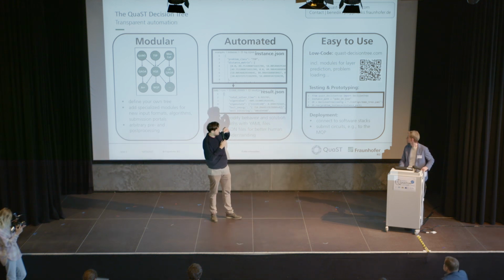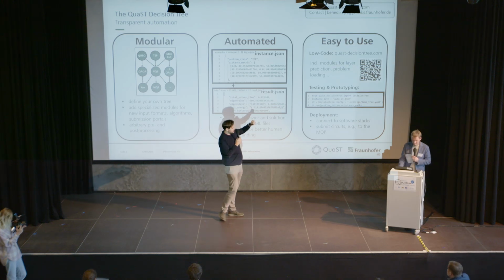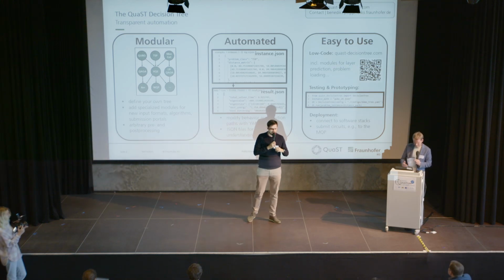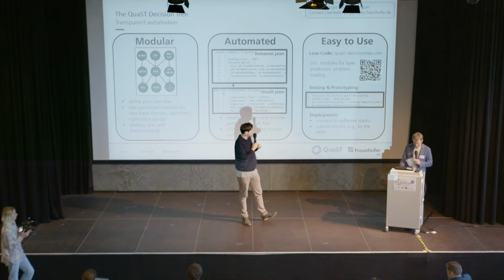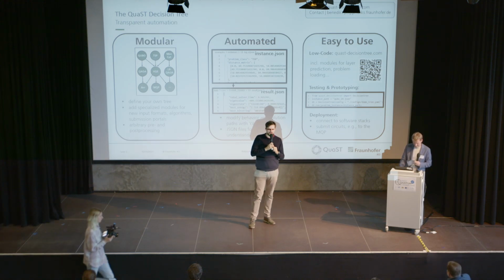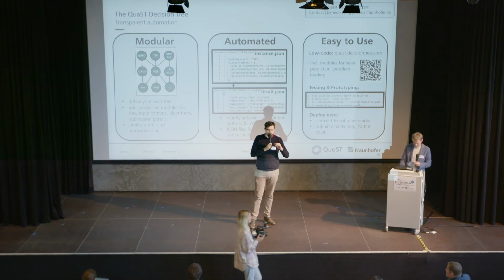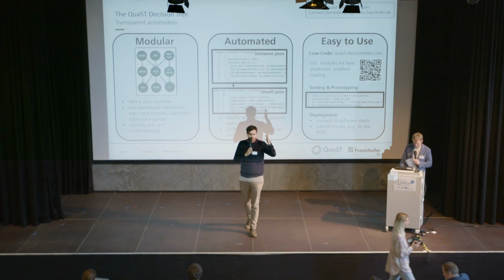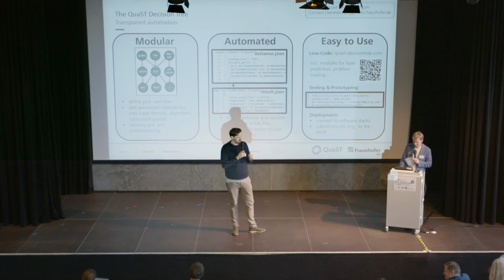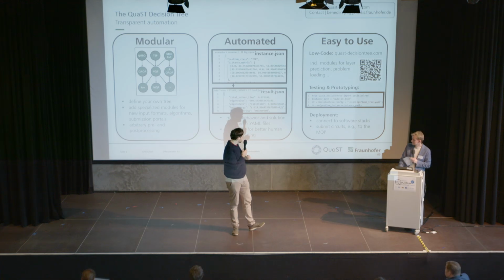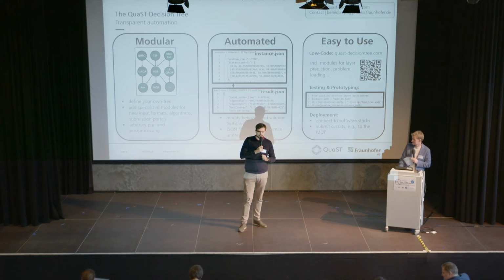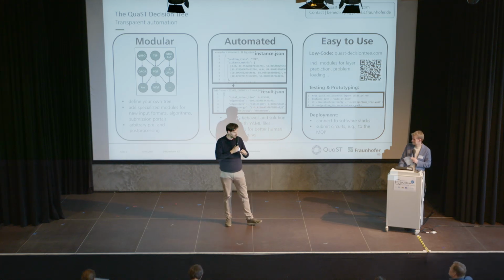How we imagine this to be used: you can already try out our low-code entry point with this QR code. You can use this for testing and prototyping, because researchers don't want to care about the whole solution pipeline, but only about their expertise. And then, as I already said, you can connect this to software stacks. You can use this to generate configuration files for compilers, whatever you want.